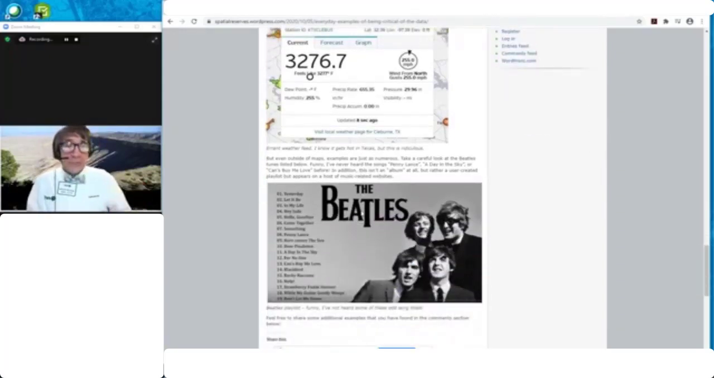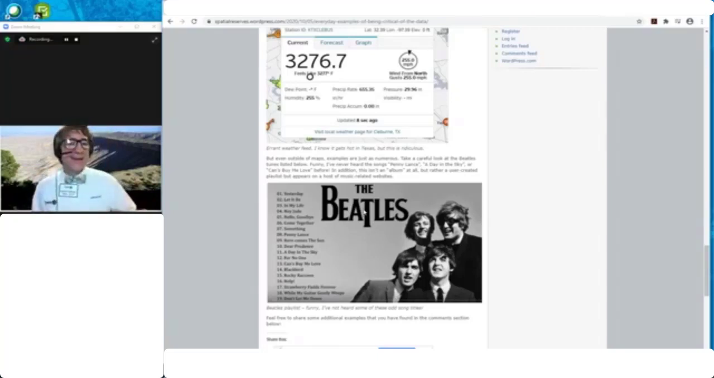I thought I was a pretty big Beatles fan, but this is passed off as an album, but it's actually someone's playlist, and it's not even spelled right. I mean, have you ever heard of the song Penny Lance? Penny Lance is in my ear and in my eye. What about A Day in the Sky? Never heard of that one either. How about Cans Buy Me Love? Anyway, be critical of data.